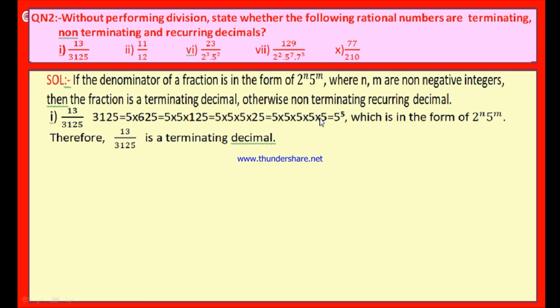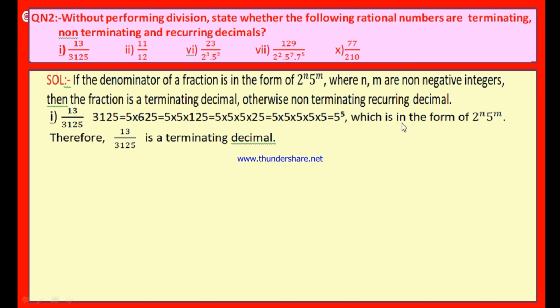3125 can be written as 5 power 5, which is in the form of 2 power n into 5 power m. You may have a doubt about where is 2 power n. You may be confused whether 2 is there or not. Even though 2 is not a factor of this, if you look at this statement, 2 power n and 5 power m, where n and m are non-negative integers, means they may be 0 also. Therefore, this is 2 power 0 into 5 power 5.